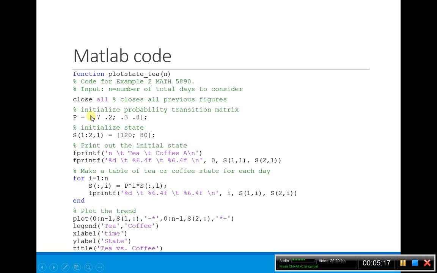Here is our probability transition matrix. Remember, we have to change this from what we had initially in that first code. So we're going to modify it to what we have for example 2. We're going to initialize our state. So our 2 columns and our first 2 rows in our first column is going to be our initial state, 120 and 80. Let's print it out and keep a table of things. So again, we're going to multiply our P to the i times our initial state. We're going to print out what we do, and then let's plot the trend.